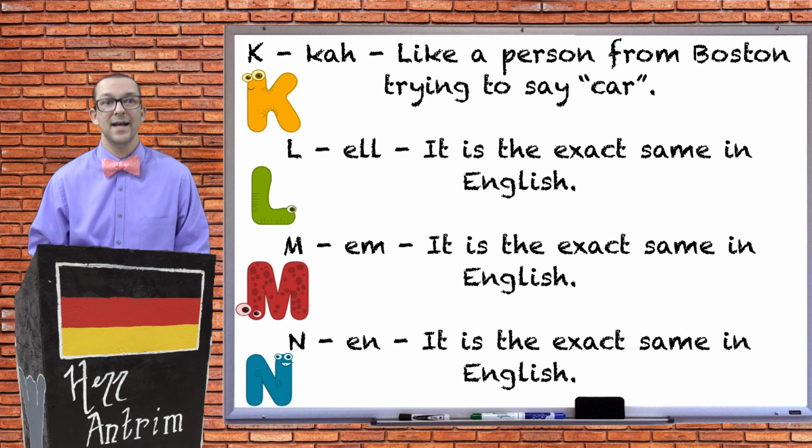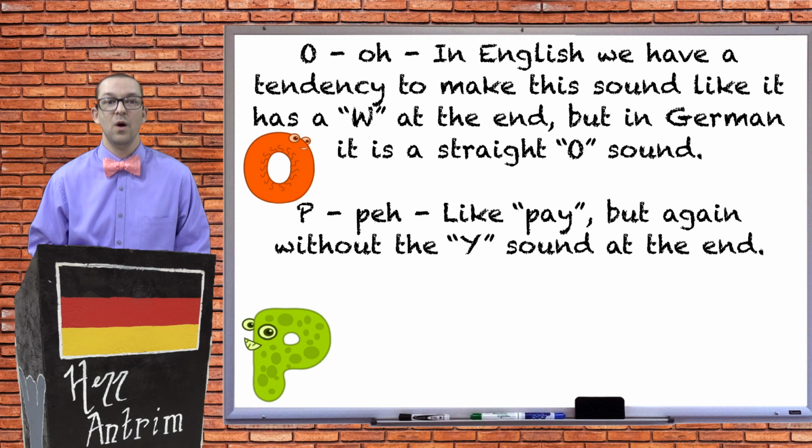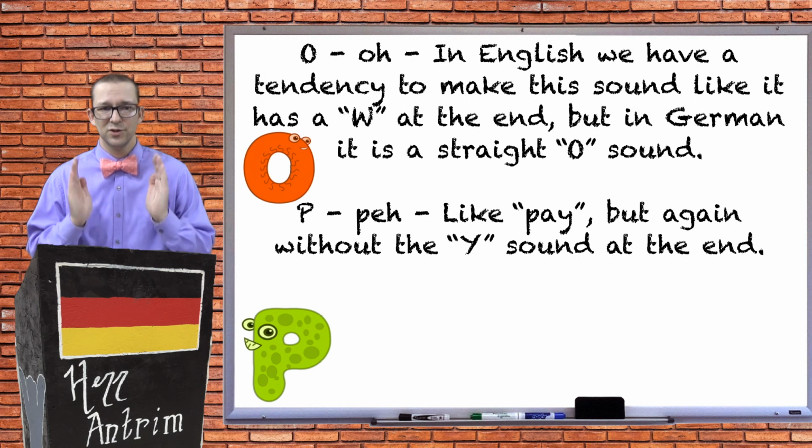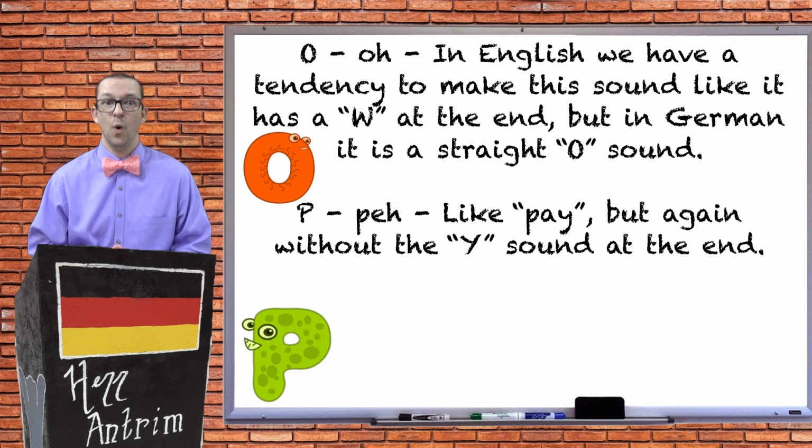L. M. Exactly like it is in English. N. Exactly like it is in English. O. In English, we have a tendency to put a sound like a W at the end, but in German, it's just a straight O sound. Not O, where your mouth kind of curls up at the end, but just O.